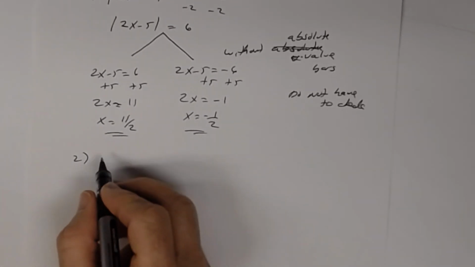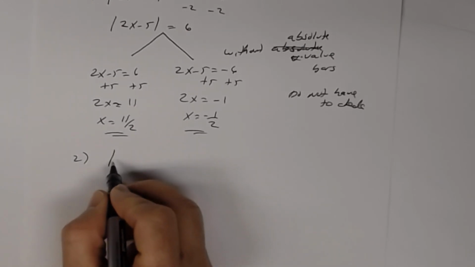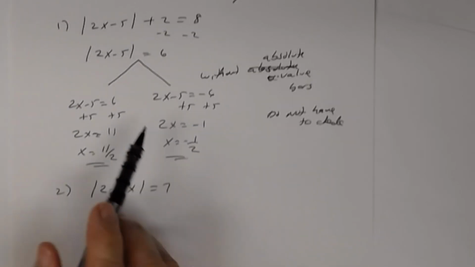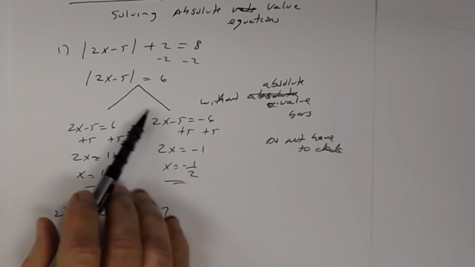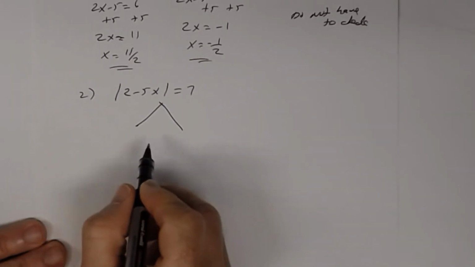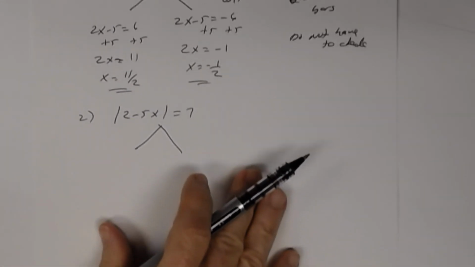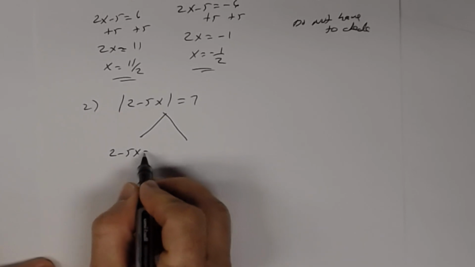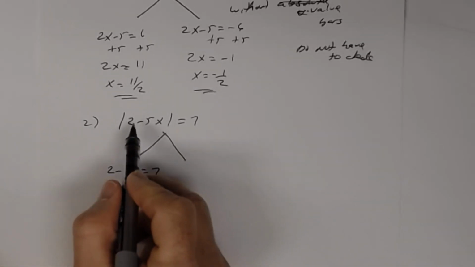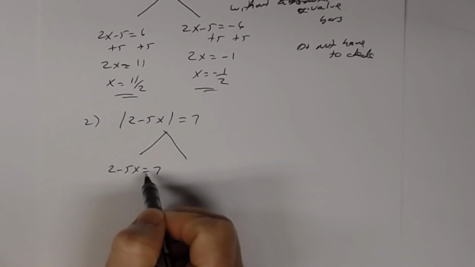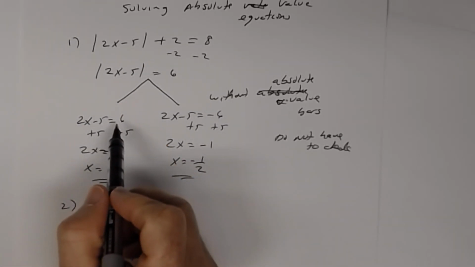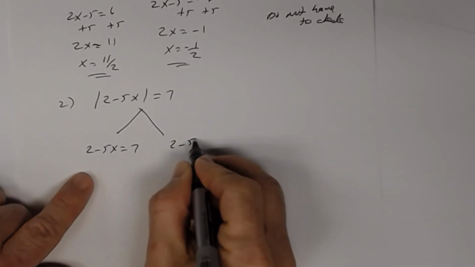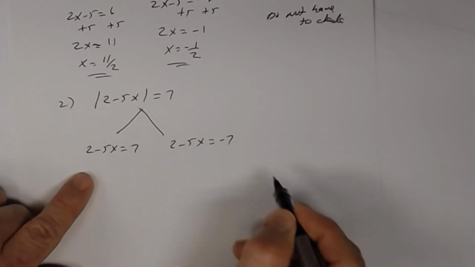Number 2. We have the absolute value of 2 minus 5x is equal to 7. Notice the absolute value is already by itself. Once it's already by itself, like we did here, you always split. So you rewrite it without absolute value bars: 2 minus 5x equals 7. You're just rewriting this over without the absolute value bars. But on this side you put the opposite. So you say 2 minus 5x equals the opposite of 7, which is negative 7.